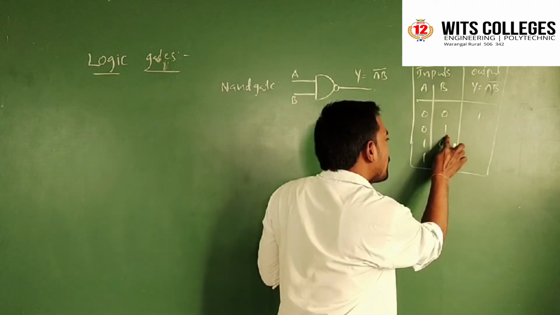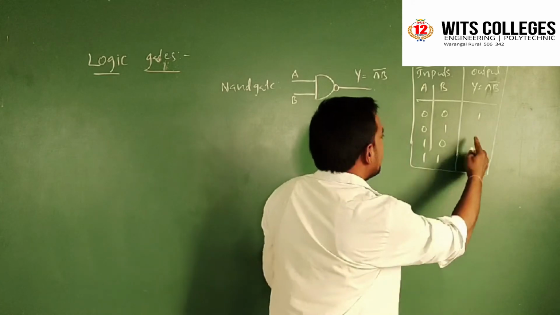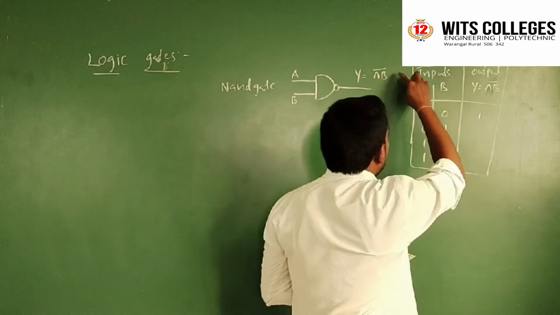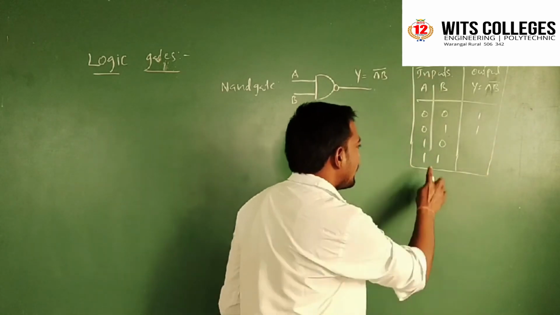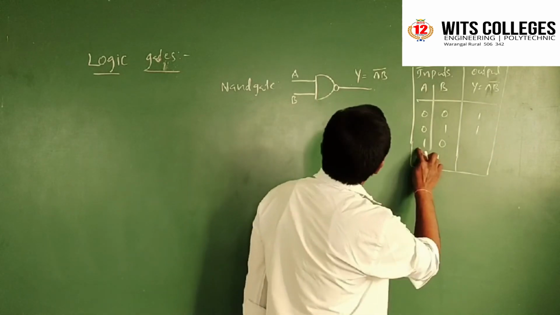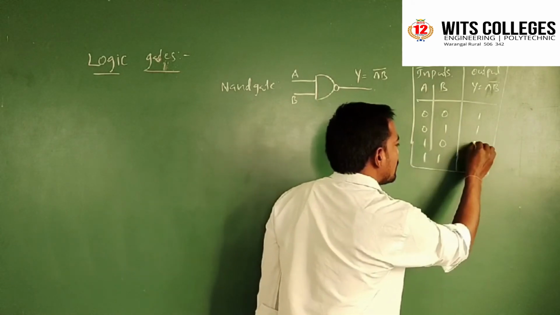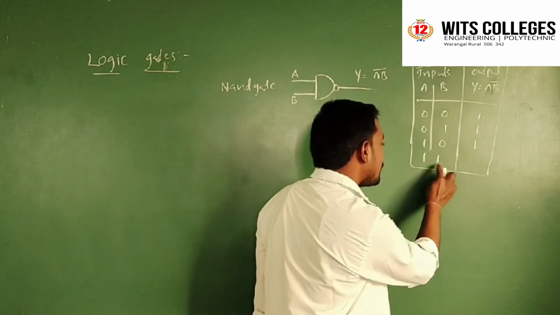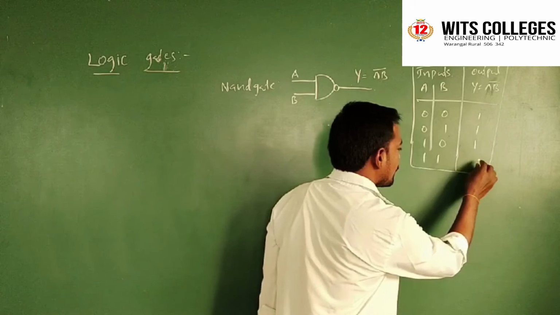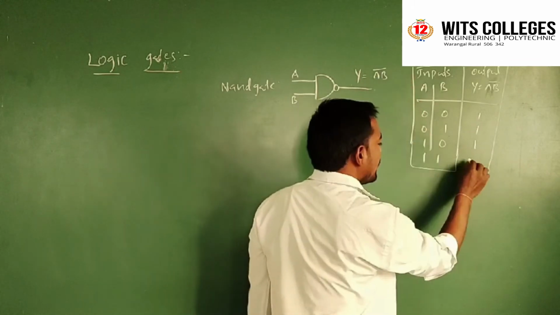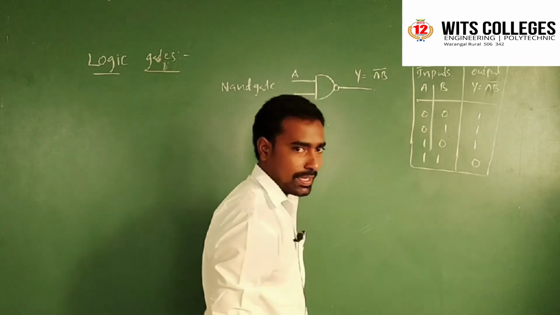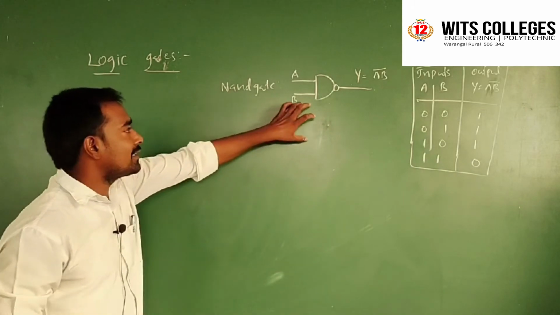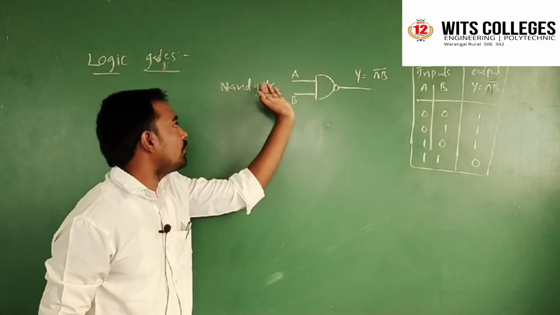and again 0 cross 1 equal to 0, and 0 complement is 1. Then 1 cross 0 is equal to 0, and 0 complement is 1 here. And for both active high inputs, 1 cross 1 is equal to 1, and 1 complement is 0. Okay, so this is the logic diagram and truth table of the NAND gate.